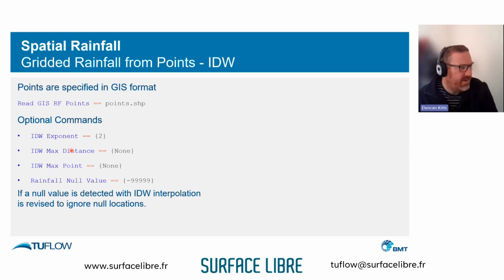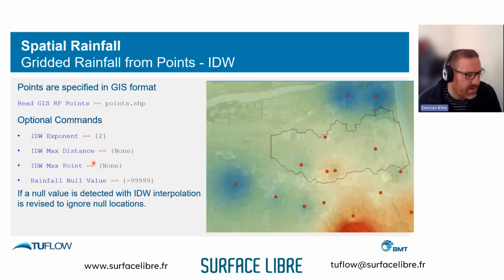Then we read in our rainfall points. So these are just a vector data set of where our rain gauges are. And then, depending on the method you use, there are optional commands to control both the inverse distance weighting or the interpolation that takes place.